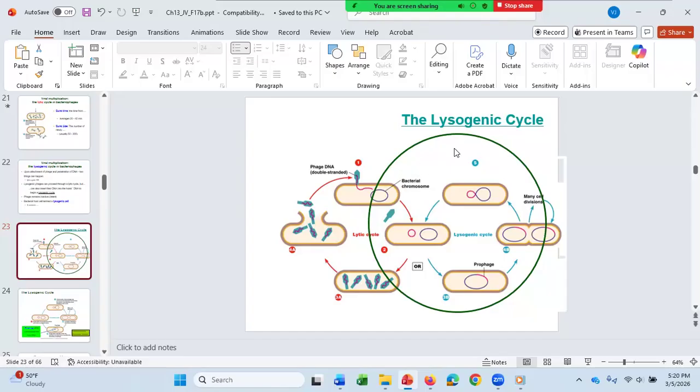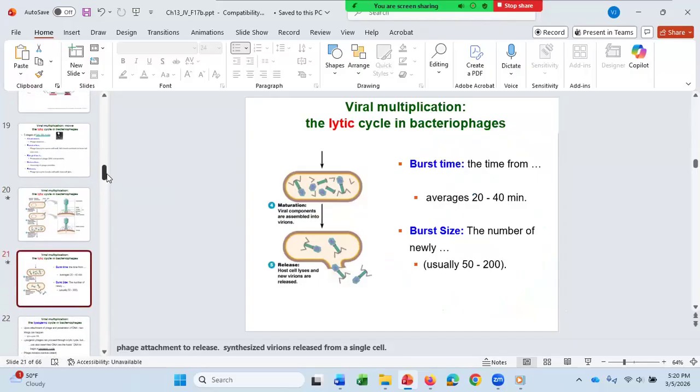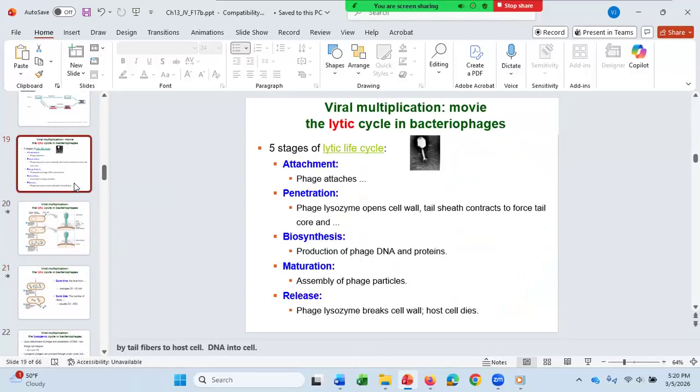and then the cell will be lysed, releasing the newly replicated virions. So a lysogenic virus can enter the lytic life cycle, and it just proceeds the same as the lytic life cycle we've already discussed.